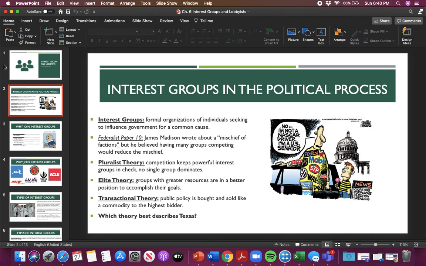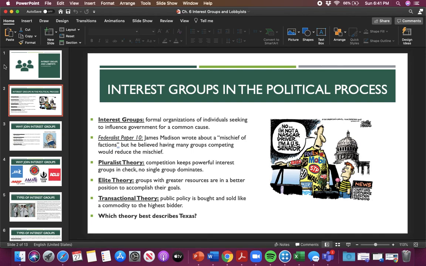There are a couple of other theories, and we talked about these towards the beginning of the semester: elite theory and transactional theory. Elite theory says that groups with greater resources are in a better position to accomplish their goals. The more money you have, the more resources you have at your disposal, whether it is spending money on campaigns and elections or on promoting a candidate or an idea, the more resources you have, the better position you put yourself in to be successful.